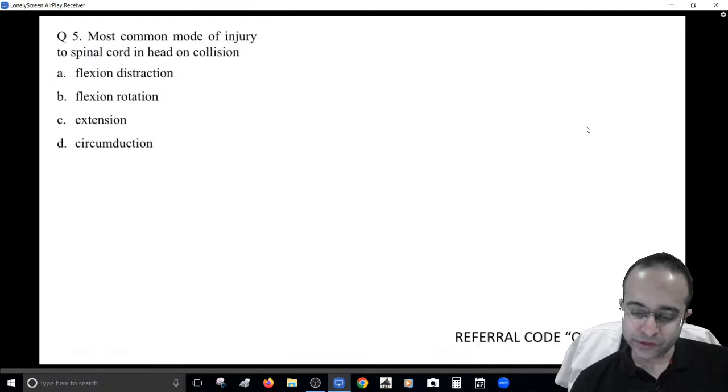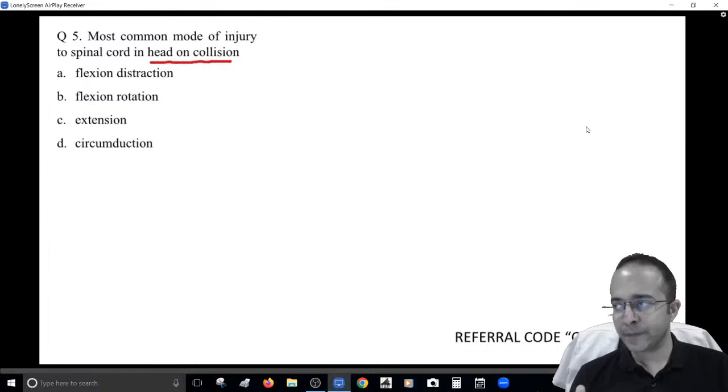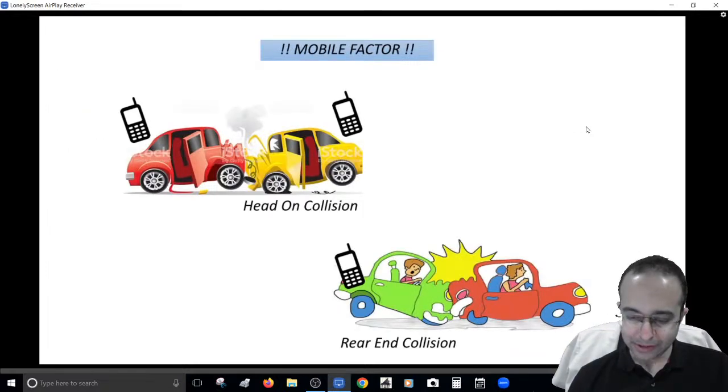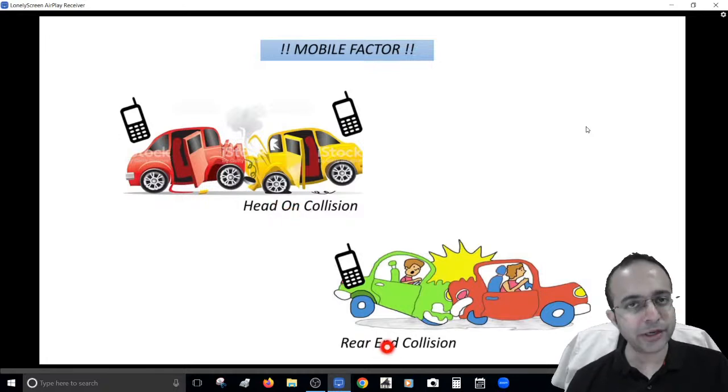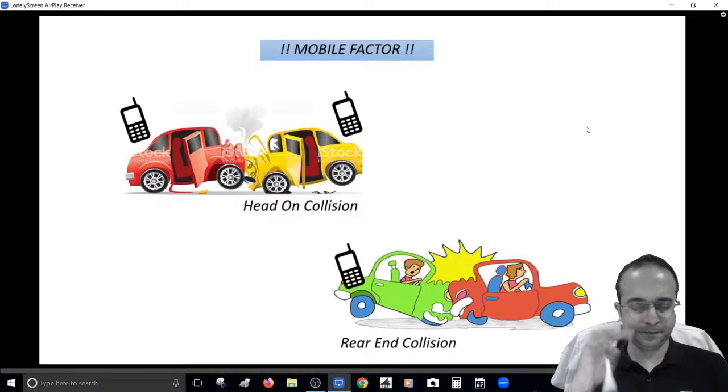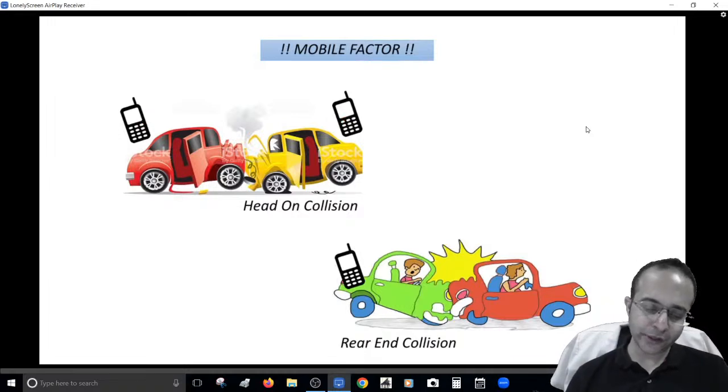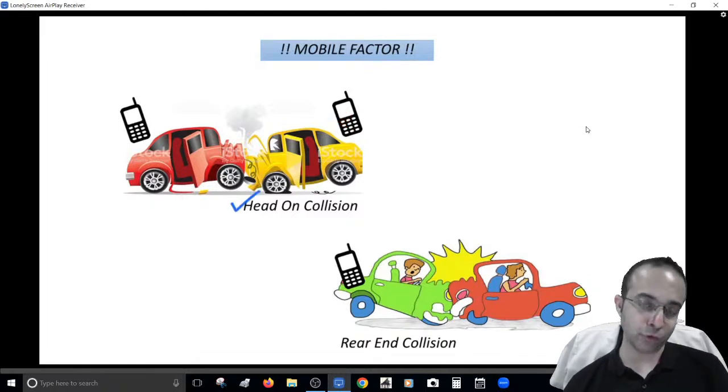Not uncommon for you to see is a head-on collision between two vehicles. Happens so commonly, a head-on collision and a rear-end collision. I think you are pretty much familiar with these injuries. Sometimes both the drivers are on mobile phone. No one is watching in front. And that's where you have this head-on collision. But sometimes one driver is very diligent. He stopped very nicely at the red light. He saw the red light. But the person behind was on the mobile phone. He did not see the red light. Bang. Rear end collision. So these are two common patterns of injuries.